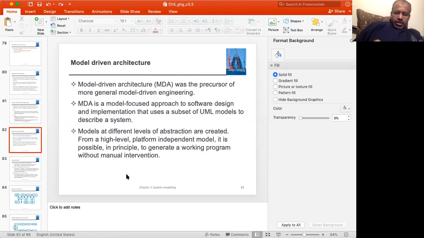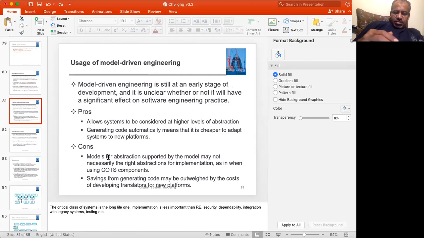However, the cons or the disadvantages of this approach is that the models for abstraction that are supported by the model may not be suitable for implementation. For example, you might be wanting to use COTS components. COTS stands for commercial off-the-shelf software. You buy things. You're not going to generate code from your design. So your models would not be the right abstraction for this kind of solution.